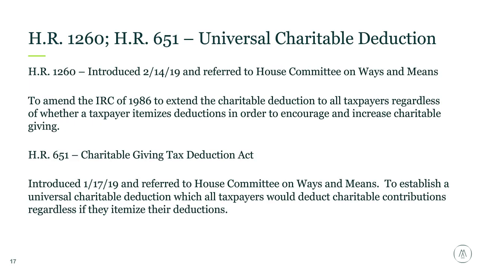A universal charitable deduction, HR 651, was introduced in February of 2019 by the House Committee on Ways and Means. It wanted to amend the charitable deduction to let all taxpayers have a deduction regardless of whether they itemize, to encourage and increase charitable giving. This is what we'd call an above-the-line deduction, a straight deduction not having anything to do with your standard deduction or itemizing.